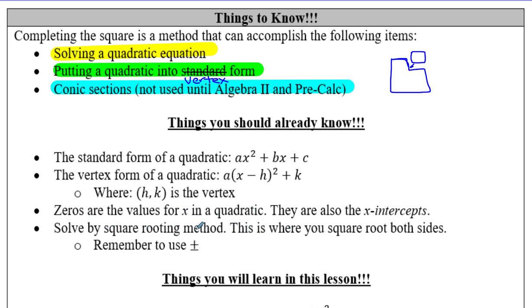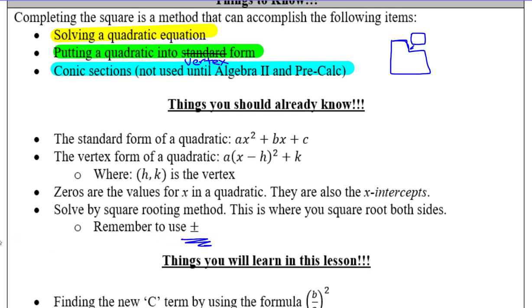You're going to need this after you complete the square. So remember to use your plus or minus. That is huge. Plus or minus.